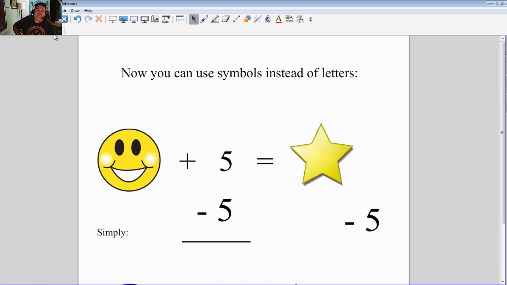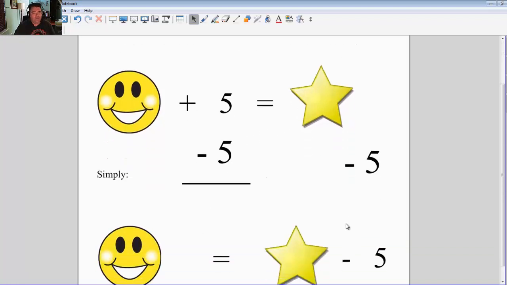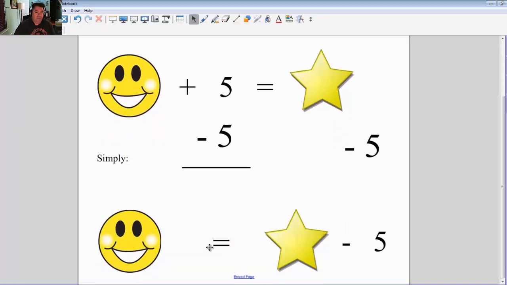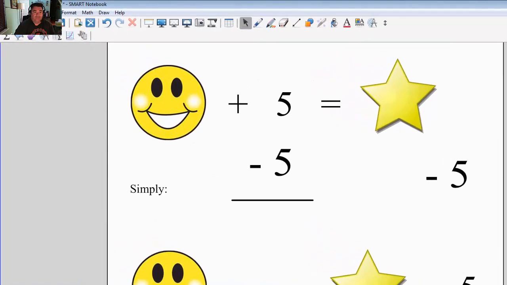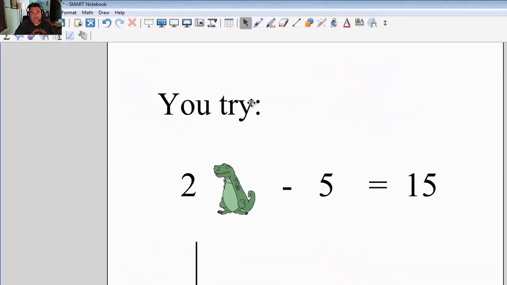Now you can use symbols instead of letters. So now you might say, what is this? Well, it doesn't matter if it's A, B, C, D, or smiley face and star. If you have smiley face plus 5 equals star, and want to find just for smiley face, instead of plus 5, we're going to minus 5. Minus 5 to one side, minus 5 to the other. So simply put, smiley face equals star minus 5. That's all. You try, go ahead.